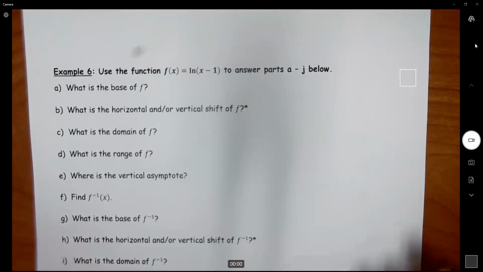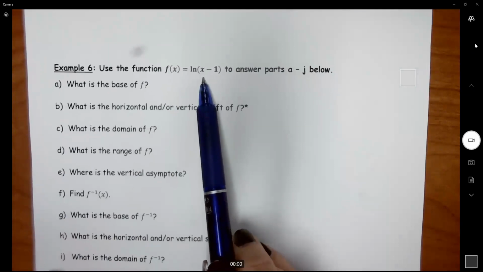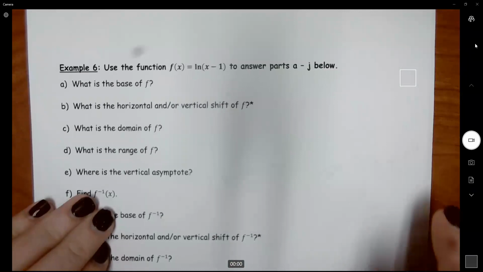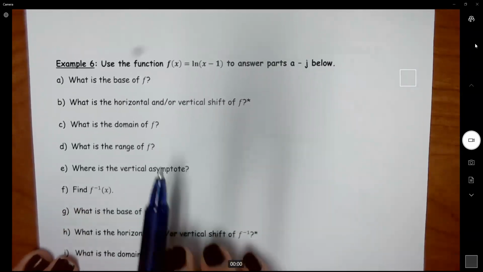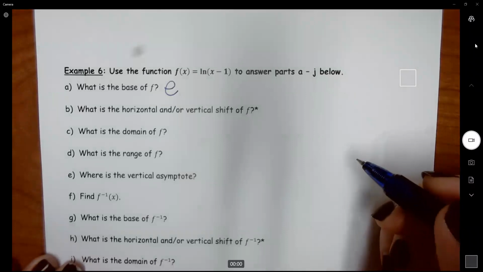Okay, example 6, it says to use the function f of x equals the natural log of x minus 1 to answer parts A through J. All right, so what is the base of my function? This is the natural log, and the natural log has a base of e.